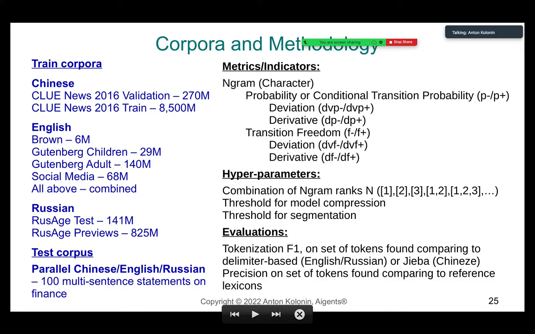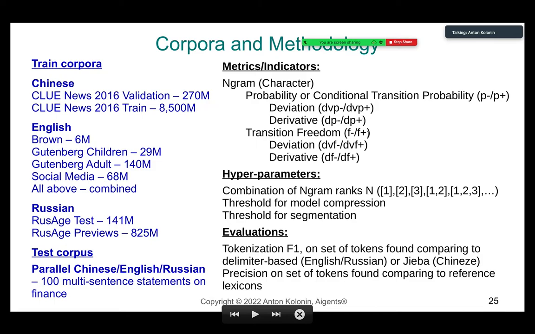So a Chinese and English parallel corpus was downloaded, and we have provided Russian translations for it. All these models were tested the same way, and we were exploring which metrics are practical for this tokenization. So we use a conditional probability, we use a deviation of this conditional probability, and we use a derivative or difference of this conditional probability.